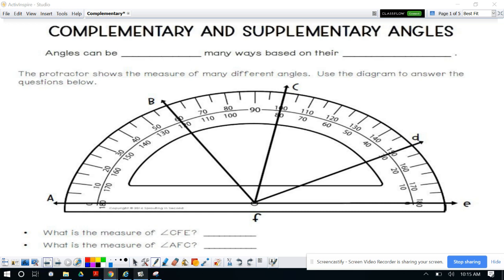In this lesson, we're talking about complementary and supplementary angles. Angles can be classified in many ways based on their measurements. Feel free to take notes as we go along.